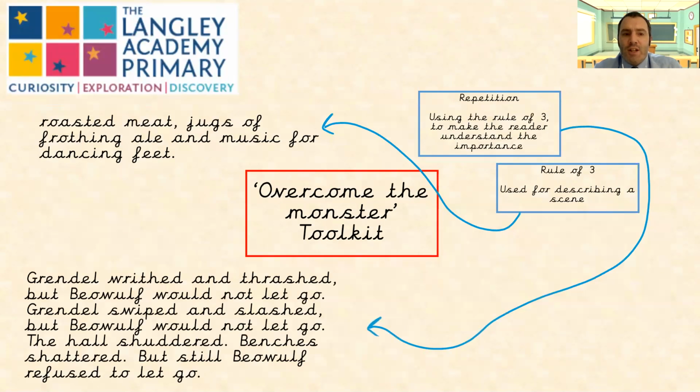So the repetition. Grendel writhed and thrashed, but Beowulf would not let go. Grendel swiped and slashed, but Beowulf would not let go. The hall shuddered, benches shattered, but still Beowulf refused to let go. So we've got this repetition going of a key thing. So it gives you the idea there's this massive struggle going on, and you've got the two characters locked together in combat. One trying to escape, the other one, I'm not letting go, I'm not giving up.